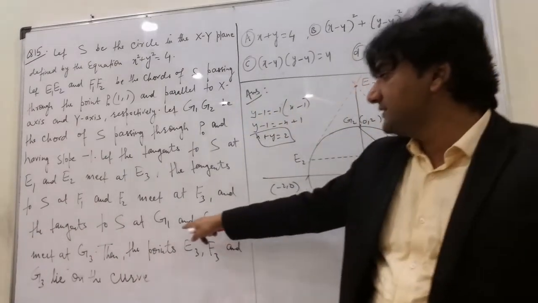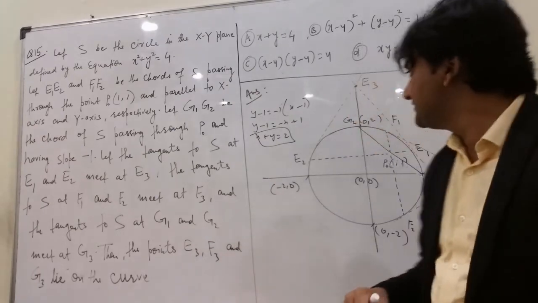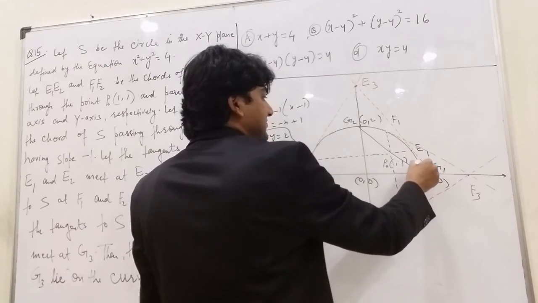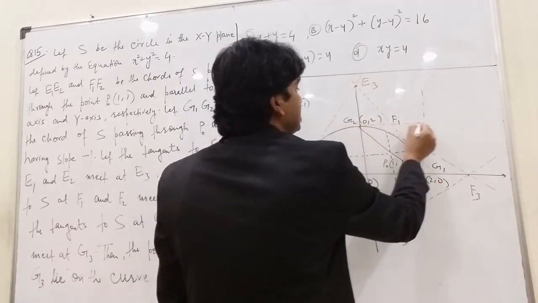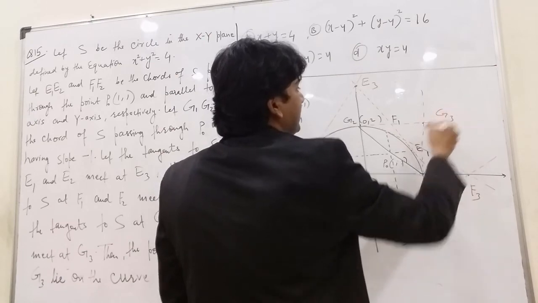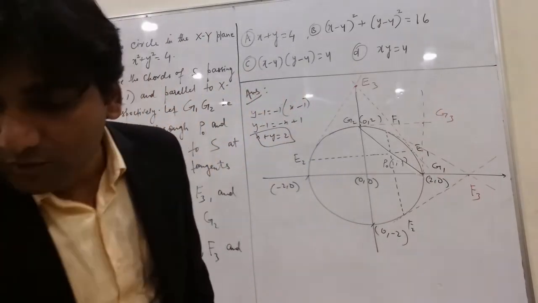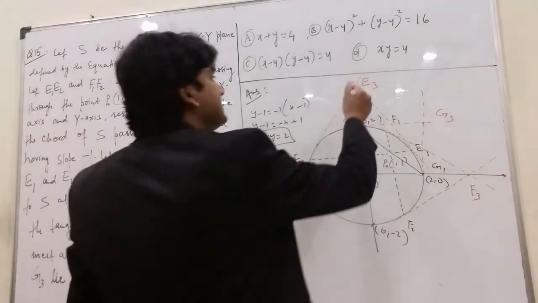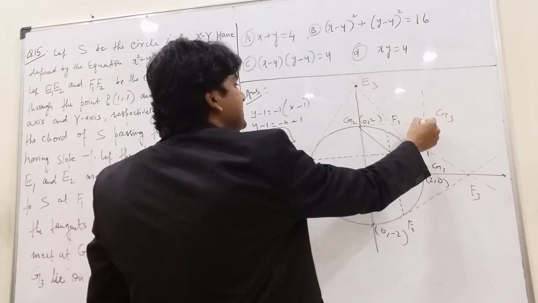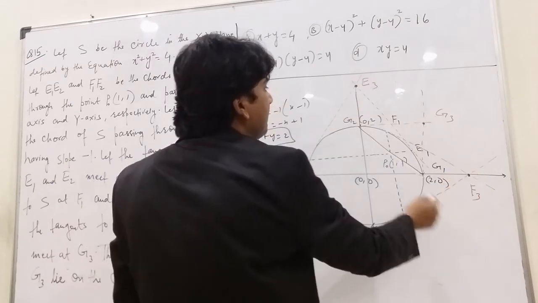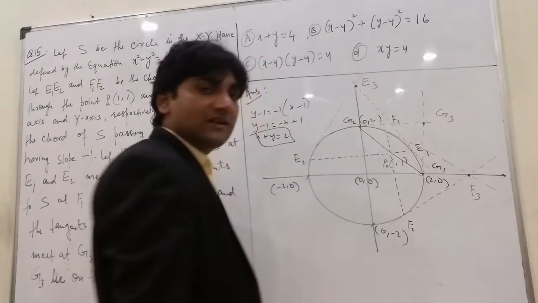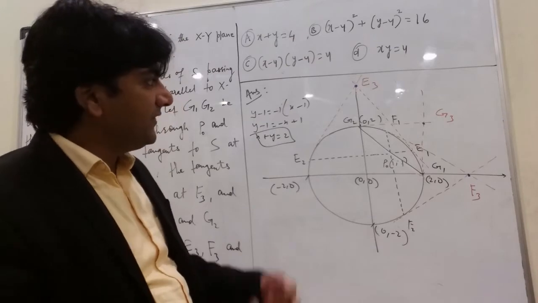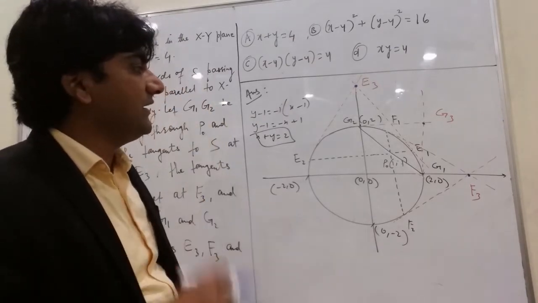Next point is tangents to S at G1, G2 meet at G3. Where is G1? G1 is here, right? If I draw tangents like this and this, they will intersect here and this is called G3. So now if we observe the points E3, F3 and G3, this is E3, this is G3, this is F3. Now we have to check these 3 points lie on which curve, A, B, C? I don't know, but we have to check on which curve it will lie.